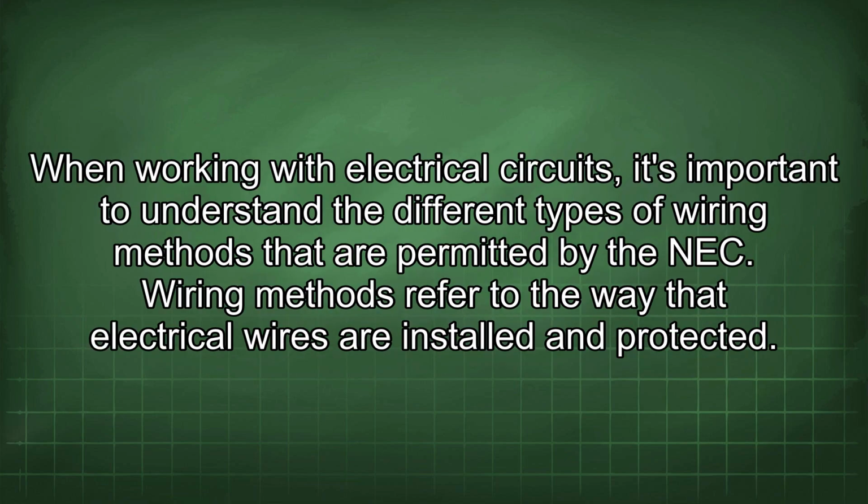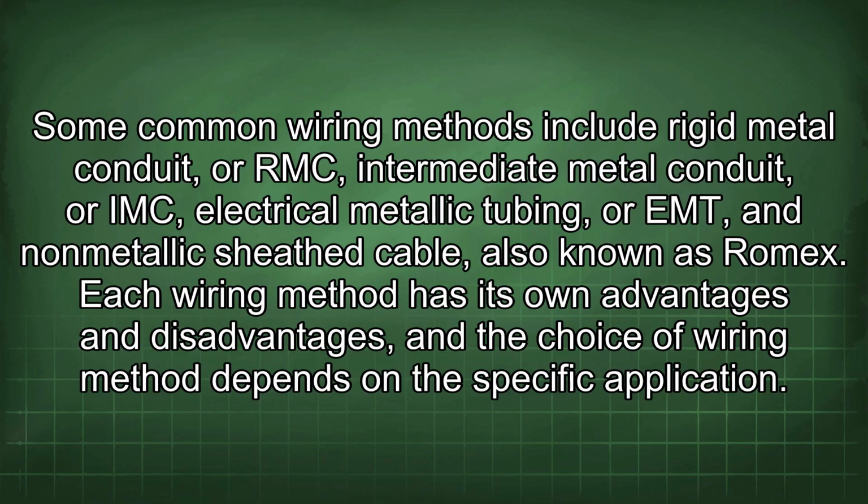When working with electrical circuits, it's important to understand the different types of wiring methods that are permitted by the NEC. Wiring methods refer to the way that electrical wires are installed and protected. Some common wiring methods include rigid metal conduit, or RMC, intermediate metal conduit, or IMC, electrical metallic tubing, or EMT, and non-metallic sheath cable, also known as Romex. Each wiring method has its own advantages and disadvantages, and the choice of wiring method depends on the specific application.